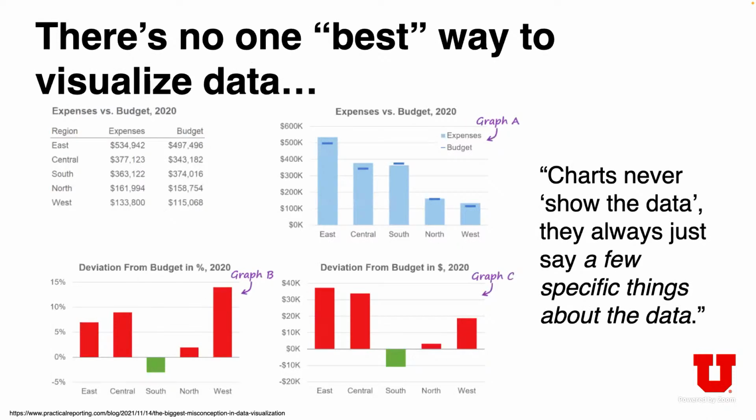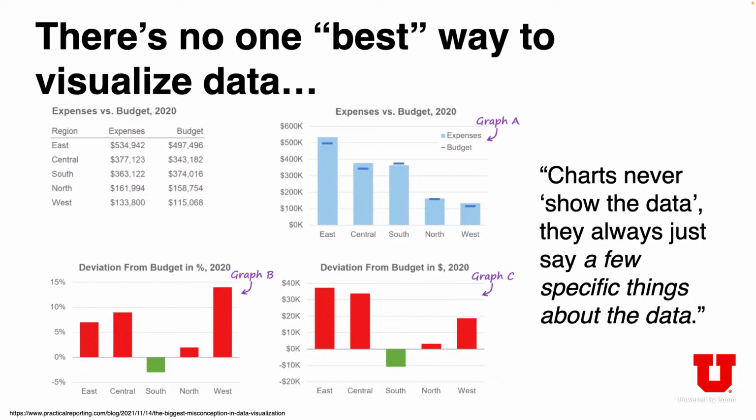There's a blog post entitled "The Biggest Misconception in Data Visualization," which is super interesting. There's a link in the slide. To reinforce this idea, there's no one best way to visualize data. Given the data set in the top left, we have three charts that are, I would argue, perfectly fine charts. You can find some things that are maybe not great about them, but they don't really violate any design guidelines. They simply answer very different questions.